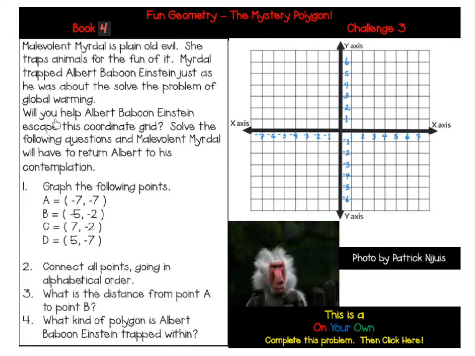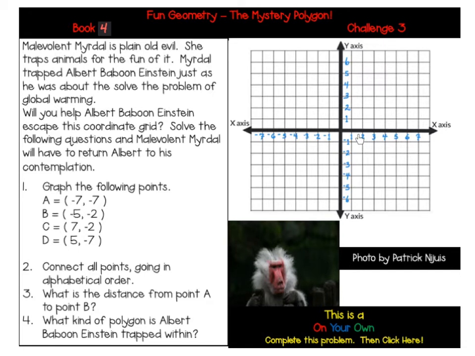Anyway, will you please help Albert Baboon Einstein escape this coordinate grid that Myrdal has trapped him in, right in there? So, solve the following questions, and Malevolent Myrdal will have to return Albert to his contemplation on global warming so he can solve the problem. Alrighty, the first thing you must do is graph the following points. You needed to graph A, B, C, and D.